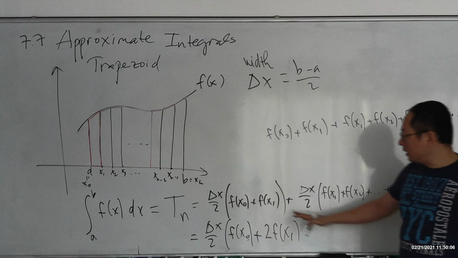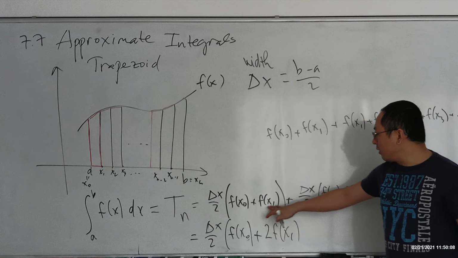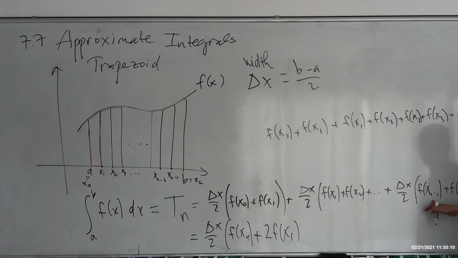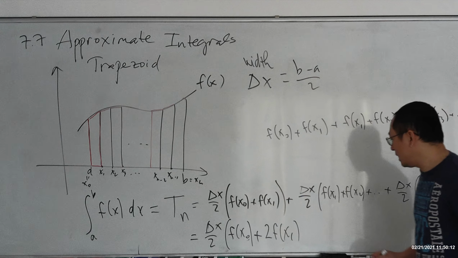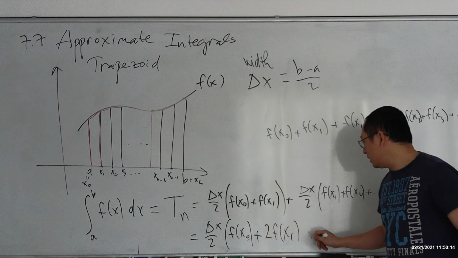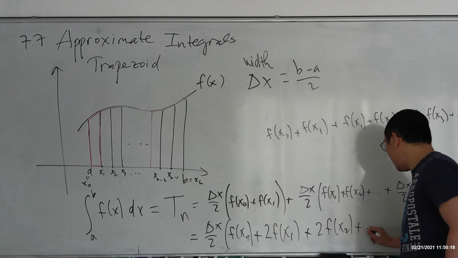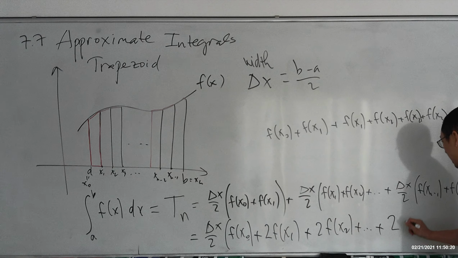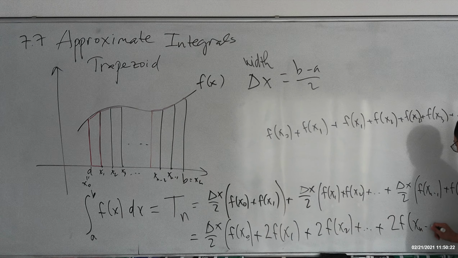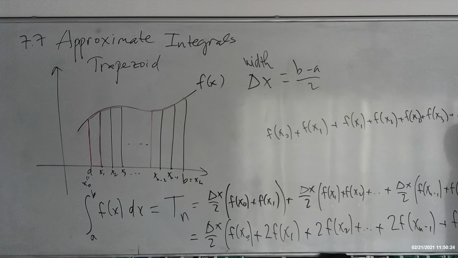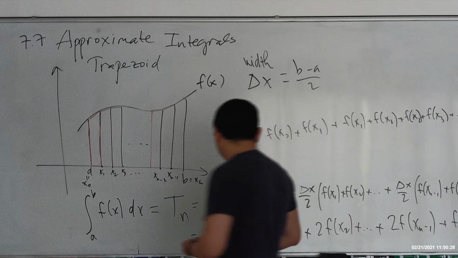In other words, all the xi from 1 to n minus 1 you have twice, except for the first term and the last term. So f of x0, twice f of x1, 2 times f of x2, and so on, all the way to 2 times f of xn minus 1, and then plus just f of xn. And this is the formula for the trapezoid rule.